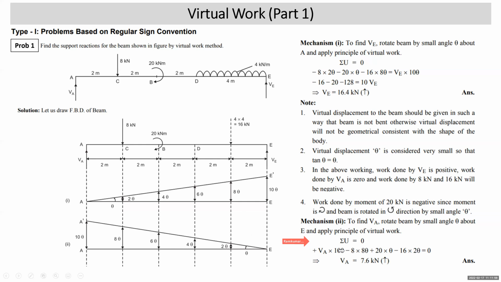So here the expression has been written properly, and theta will go off from all the terms. If you solve it, you get VA as 7.6 kilonewton. Is that all clear to you? This way we get the reactions in a simply supported beam.